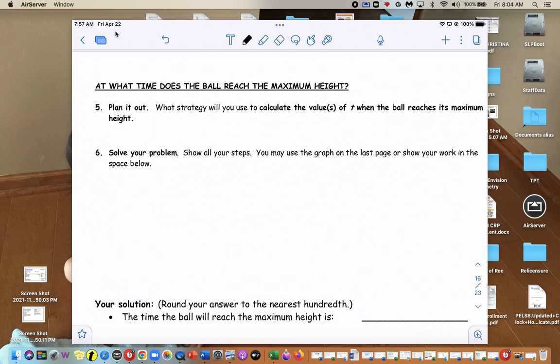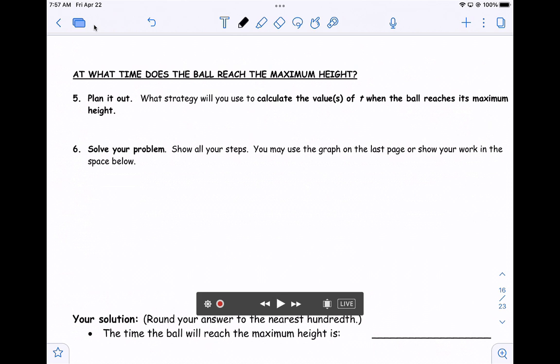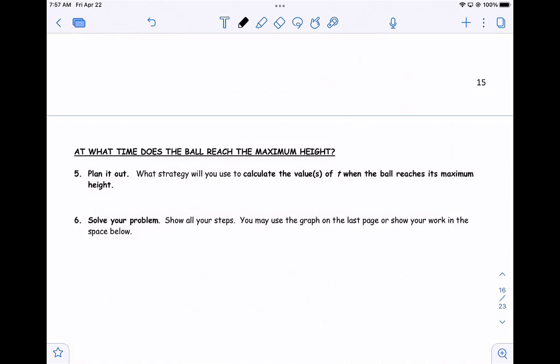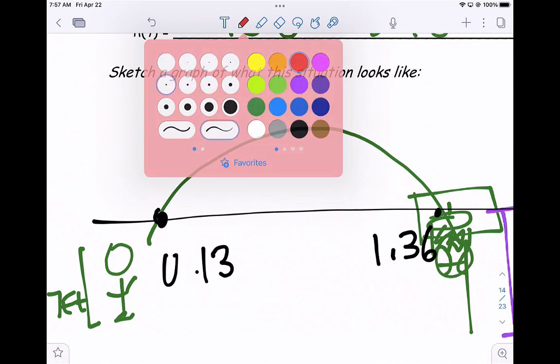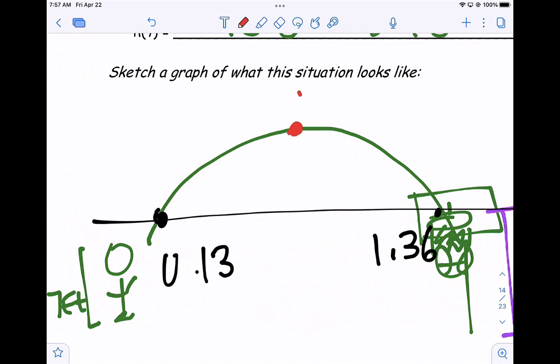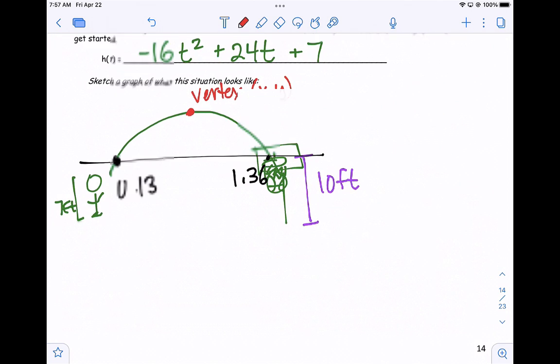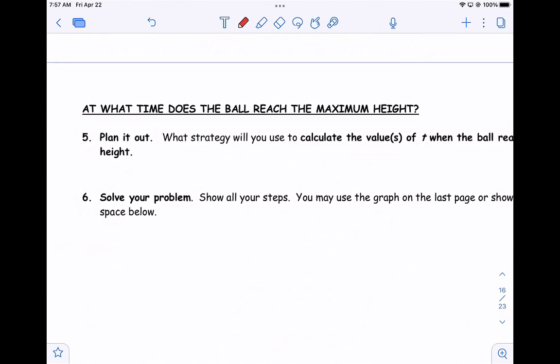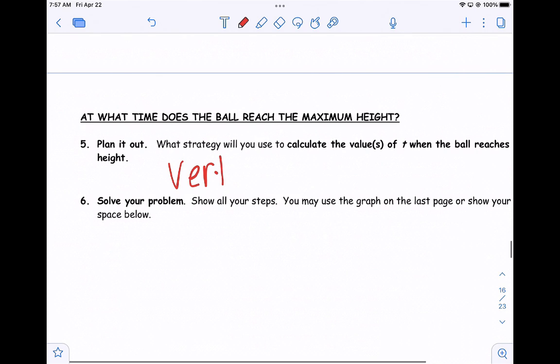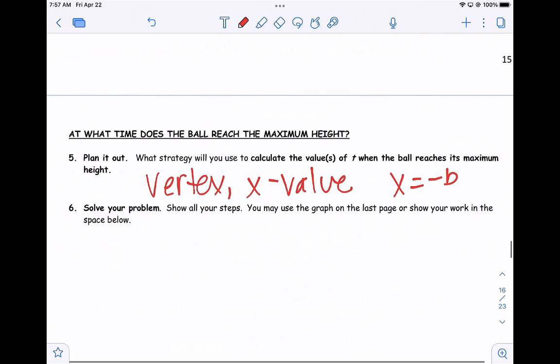Okay, at what time does the ball reach its maximum height? So let's go back to our graph, and that's the vertex. Let's do that in red. So the vertex, and time is the independent variable, so here's time. We want the x value. So this is the vertex, which is the x value, which is opposite b over 2a.